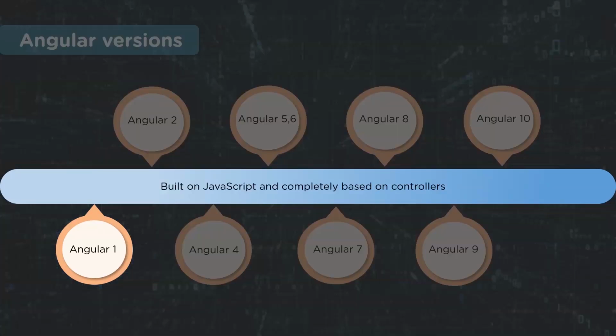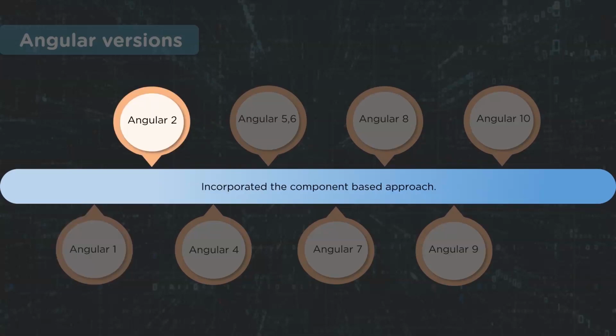Angular 1.x, also known as AngularJS, was a JavaScript-based open-source front-end web application framework. It aimed at simplifying both the development and the testing of applications by providing a framework for client-side model view controller and model view model architectures.